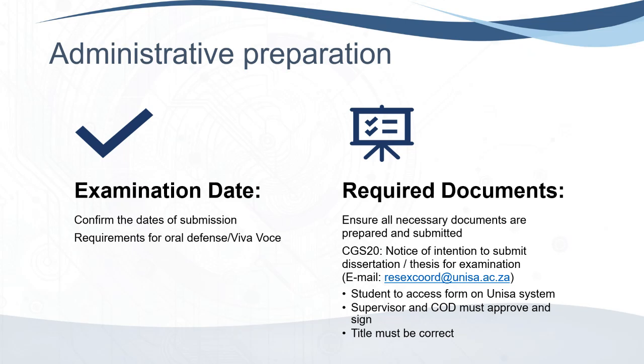The intent to submit, or the notice that you are going to send to the examination department, is the CGS 20 document. It's the notice of intention to submit, which your supervisor must sign and the chair of department must also approve. And of importance here is that the title is correct, because a delay or a mistake in the title causes a delay in the submission process. So the title must be correct in terms of the wording, the punctuation, everything.